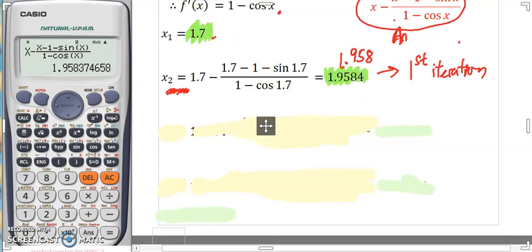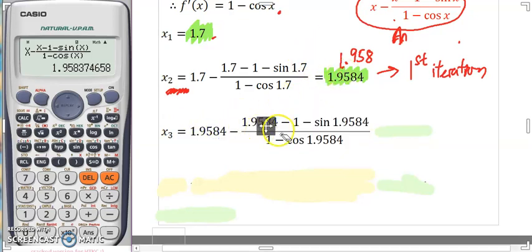So if it's not the same, then I proceed with the next iteration. The next iteration will produce x3. How do we get x3? By substituting x2 into the Newton-Raphson formula. So I substitute according to the Newton-Raphson formula. This is the framework that I should have. And what is the result of this framework? We can calculate easily by using the calculator.